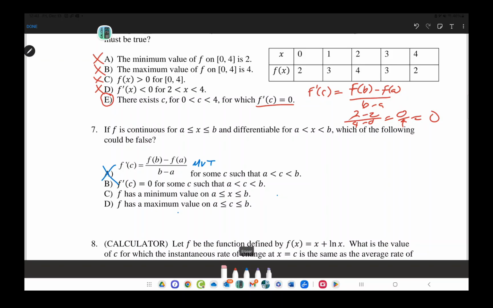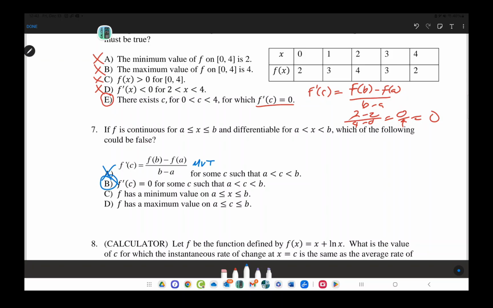All right. E. We're not guaranteed that f prime of c is equal to 0 because we don't know what a and b are. All right. We do know we have a minimum value and there's a maximum value.